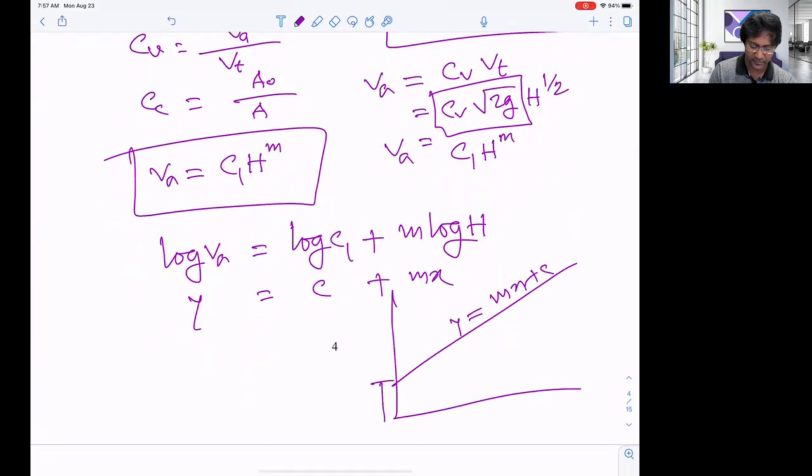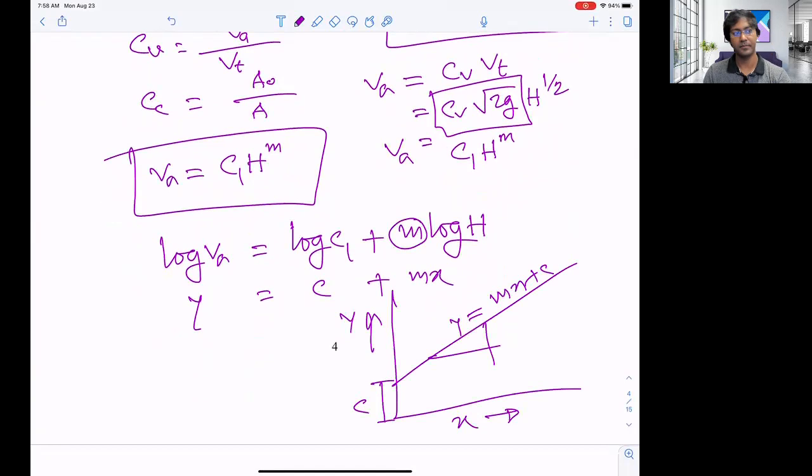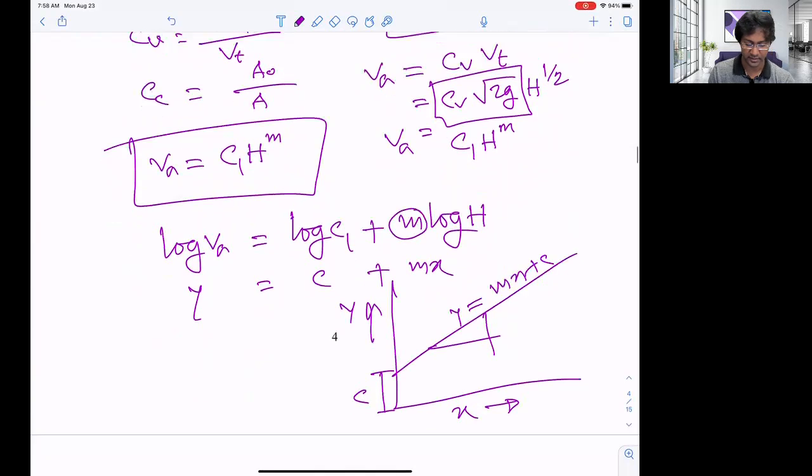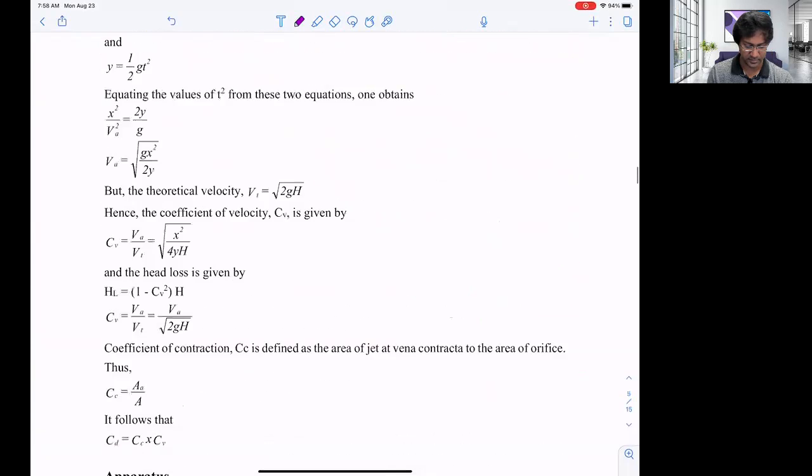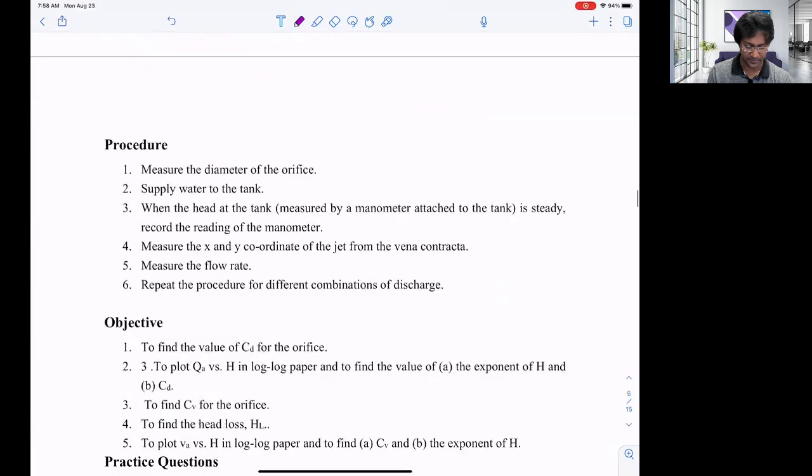So that is the intercept of the y-axis, that is called c, and that would be the x-axis, and that would be the y-axis. So then we can calculate the slope, and then we can calculate the value of C1 as well. So we already have an idea about how to do this. So today we'll repeat again. So let's see the data sheet and let's calculate the unknowns we have.